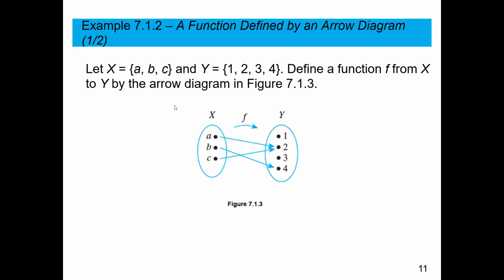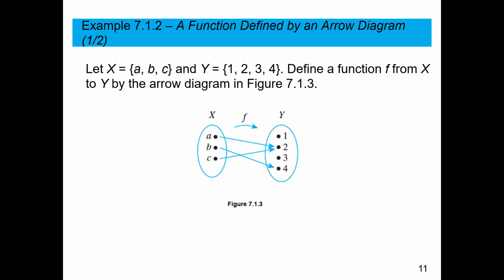All right, so here's another one. Let's consider this one where I have X is ABC and my Y is 1, 2, 3, 4. Now, again, we don't have to use X and Y as the names of our sets. We just commonly do that because that's what a lot of people like. Again, also Dirichlet, that's what he liked to use. That's why we use it. But we can use whatever we want.